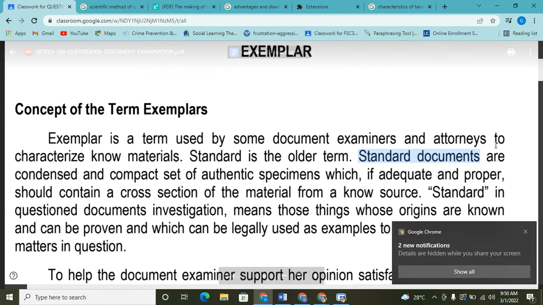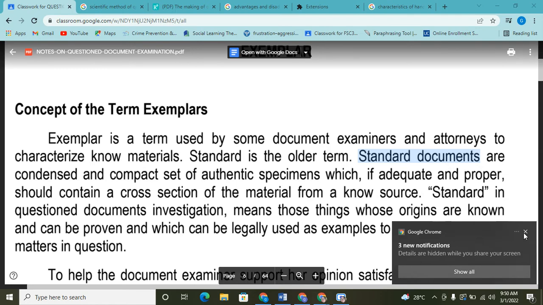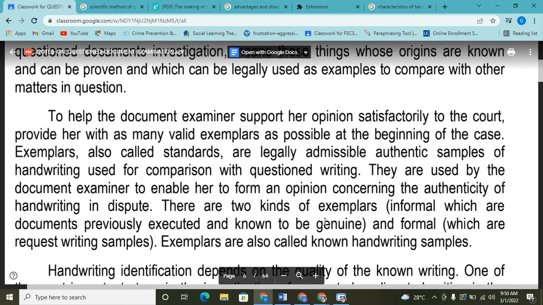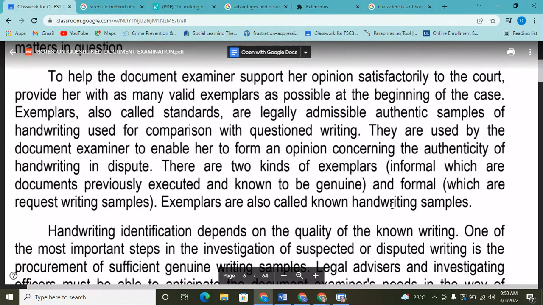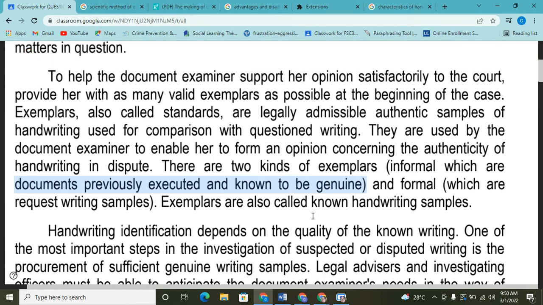Again, there are two types of standards. You do have the informal and you do have the formal type of exemplar. When you say informal exemplar, these are documents that have been executed to be genuine. The old term is collected, meaning to say these are exemplars or standards already executed by the person. Where can you find them? If a student, notebook, diary, letters. As long as the standard or exemplar has been executed already prior to the issue itself, it is called informal. And the other term is collected.